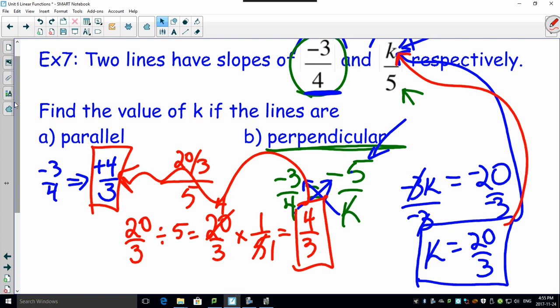So what an interesting, challenging question in the sense that we're not just looking at perpendicular slopes and parallel slopes, but we're also looking at some pretty strange looking fractions and making sure we get the right answer.